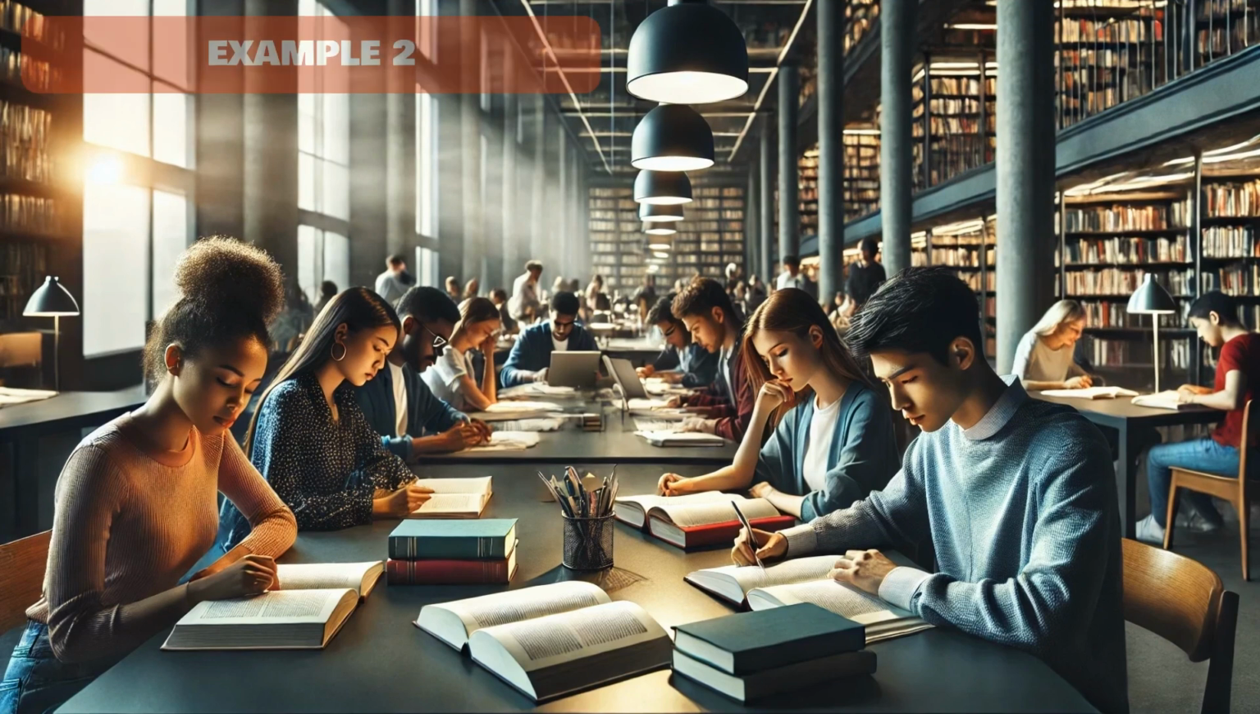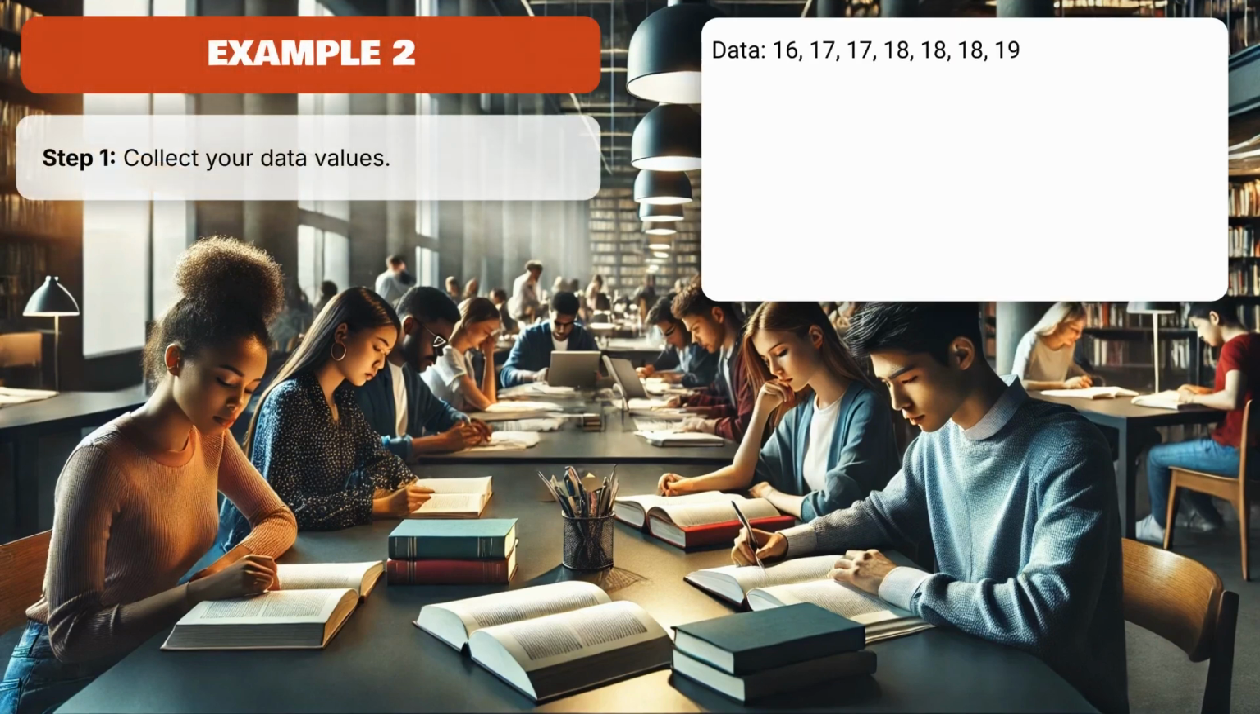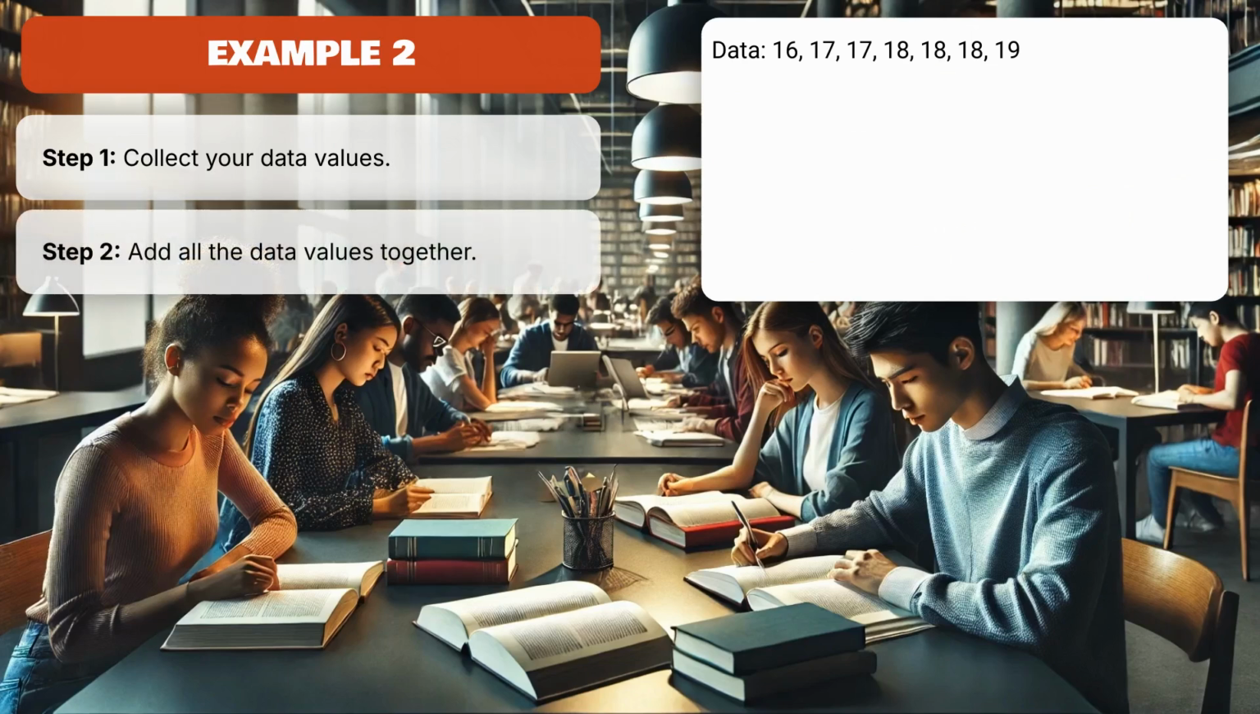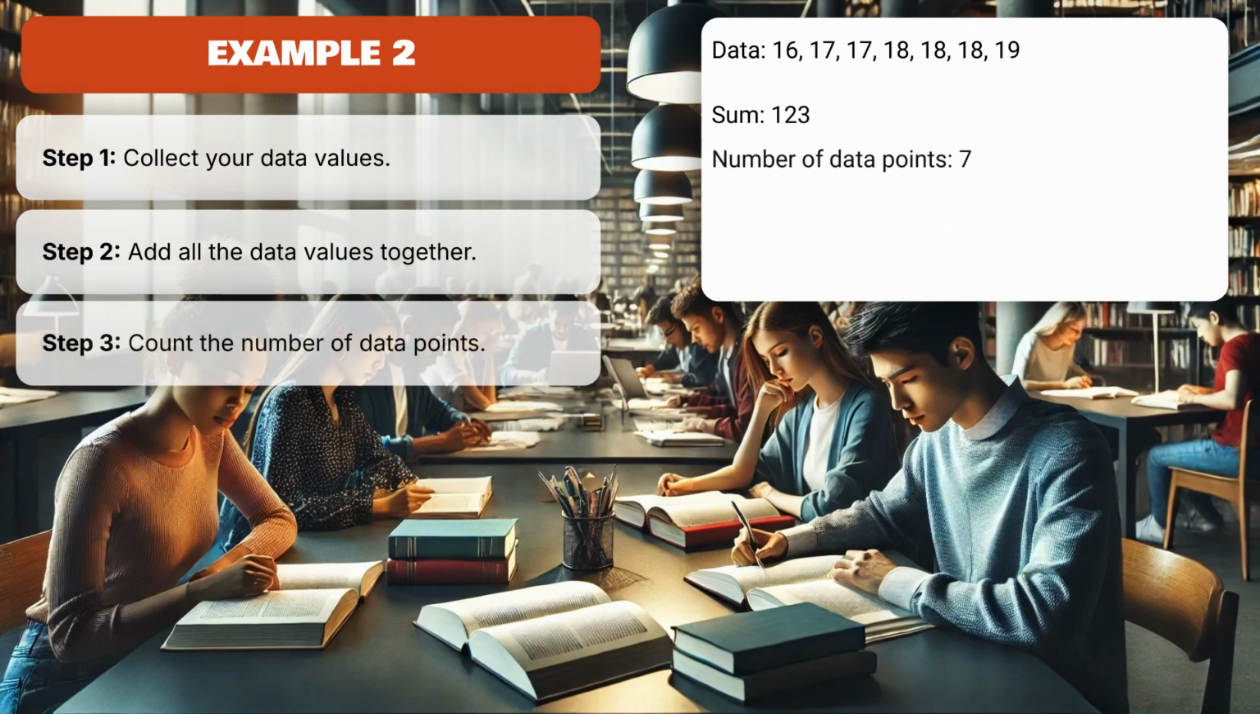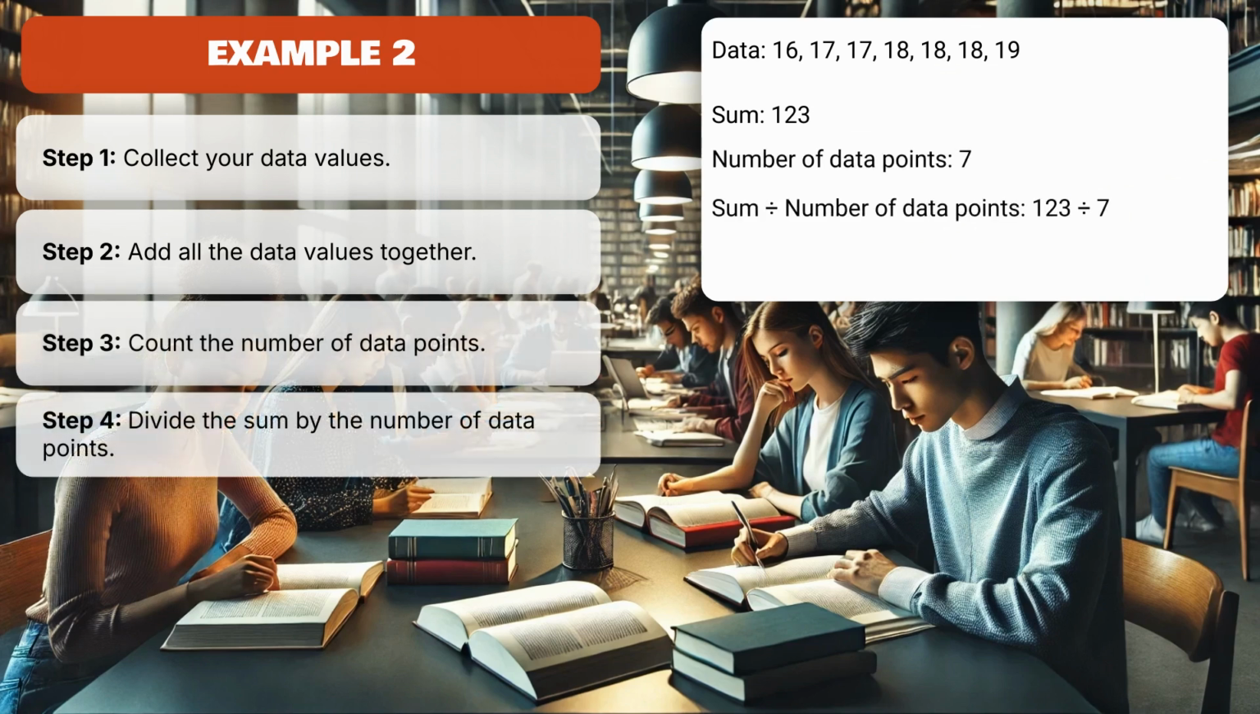Now let's look at a case where some values repeat. Consider the following data set of student ages in a small study group. First, we sum all the ages. The sum of the ages is equal to 123. The number of ages is 7. The mean is equal to the sum of the ages divided by the number of ages. Hence, the mean is equal to 123 divided by 7. This is approximately 17.57, rounded to 2 decimal places. So, the mean age is approximately 17.57 years.